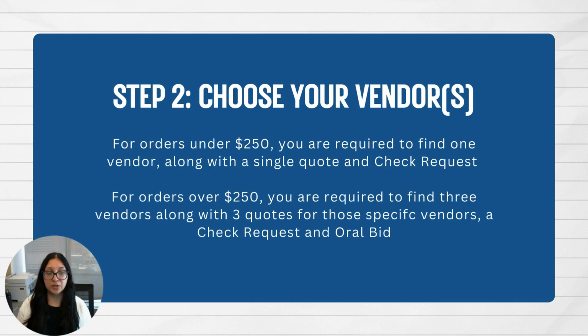So, choosing your vendor. For orders under $250, you're required to find one vendor along with a single quote and then a check request. For orders over $250, you're required to find three vendors along with three quotes for those specific vendors, a check request, and an oral bid.